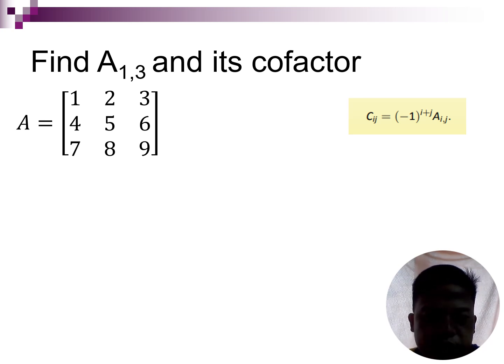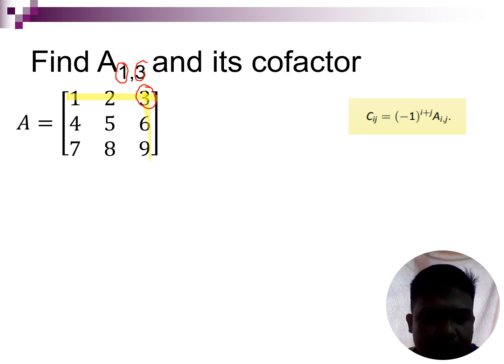So let's start. Let's have the minor first. So A13, that is the first row and the third column. Okay, let's highlight that one. So the first row and the third column. Which means it is asking us to look for the minor of 3.